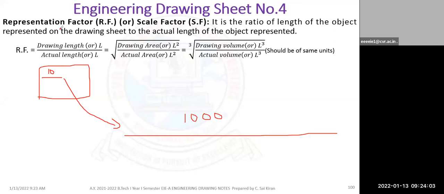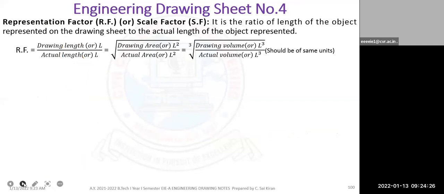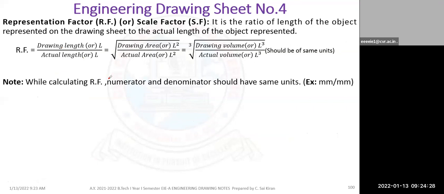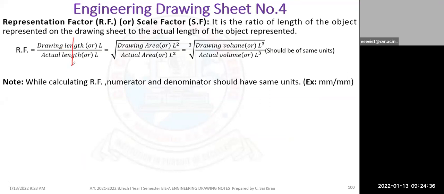So representative factor means drawing length. You are drawing 10 centimeters, but the actual length is 1000 centimeters. In the numerator, you take the line you are drawing on the drawing sheet. In the denominator, you take the actual size of the line you are drawing. While calculating, make sure the numerator and denominator are in the same units. The unit shouldn't change. And this is for one dimension. Whenever you are taking one dimension, you use drawing length by actual length.